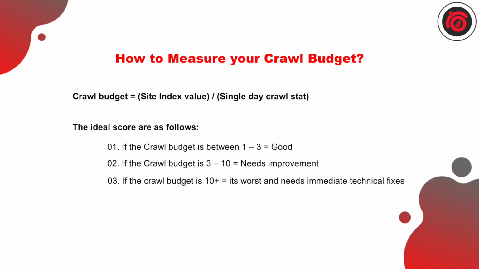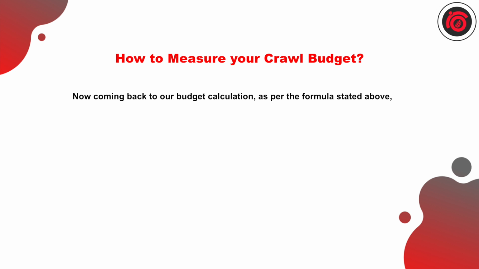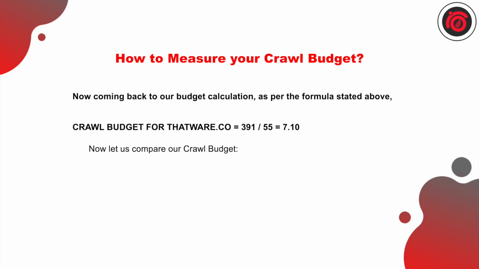Now coming back to the crawl budget calculation: we had 391 results in Google, and the number of URLs being crawled per day was 55. So our crawl budget stood at somewhere around 7.1, which is not good and needs some improvement, right? Let's see if we can change that.